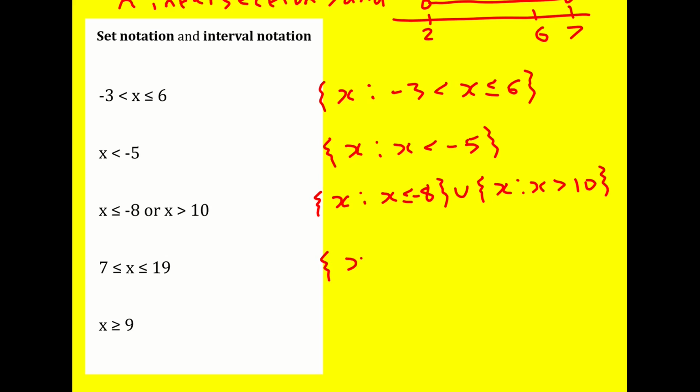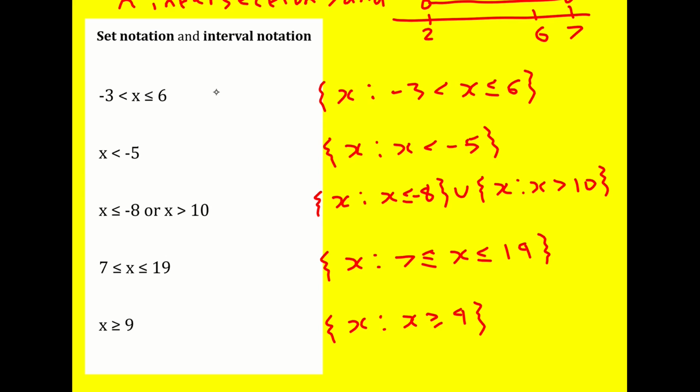This one, set of x such that 7 less than or equal to x less than or equal to 19. And here, set of x such that x greater or equal to 9. So in some ways, this one is the easiest one to do if you just remember the sets bit and the such that bit.